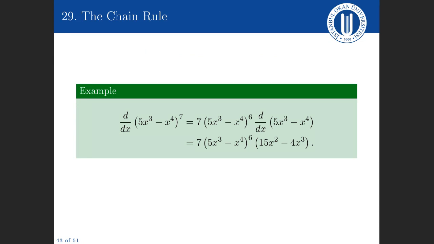For example, calculate the derivative of 5x cubed minus x to the power 4, all to the power 7. If we call this u, then we're differentiating u to the power 7. And we know that the derivative of u to the power 7 is 7 u to the power 6. So we get 7 times (5x cubed minus x to the power 4) to the power 6, and then by the chain rule, multiplied by the derivative of 5x cubed minus x to the power 4, or multiplied by 15x squared minus 4x cubed. You will notice that in this answer I didn't write "by the chain rule". If I'd given this answer in an exam, then I wouldn't receive full marks because I didn't say which rule I was using.